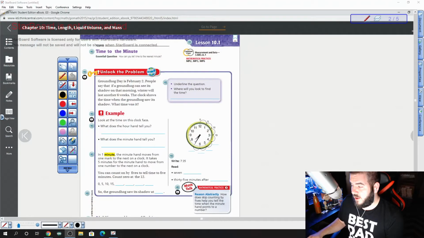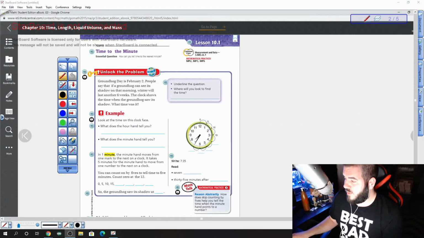So we're starting a new chapter, chapter 10, which is going to be on time and measurement and things like that. We're going to do as many of the lessons as we can. We might not be able to do all of them, especially with the measurement, but we'll see what we can do. But the first 3 lessons we're going to do this week, starting with lesson 10.1. So let's get right into this video.